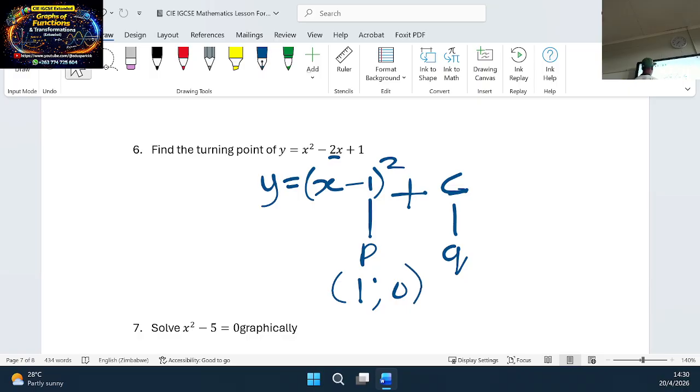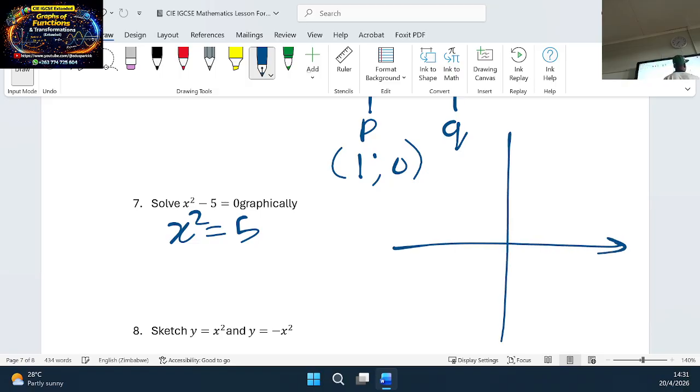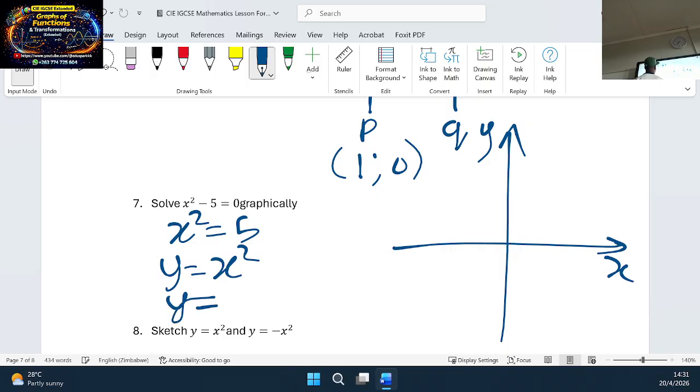Then moving on, solve x squared minus 5 graphically equal to 0. So in doing this, we need to rearrange that. This is x squared equal to 5. And what are we saying? On our Cartesian plane, we are interested in two graphs, and we look at their points of intersection. Because when we split this, we're having graphs of y equal to x squared, y equal to 5.